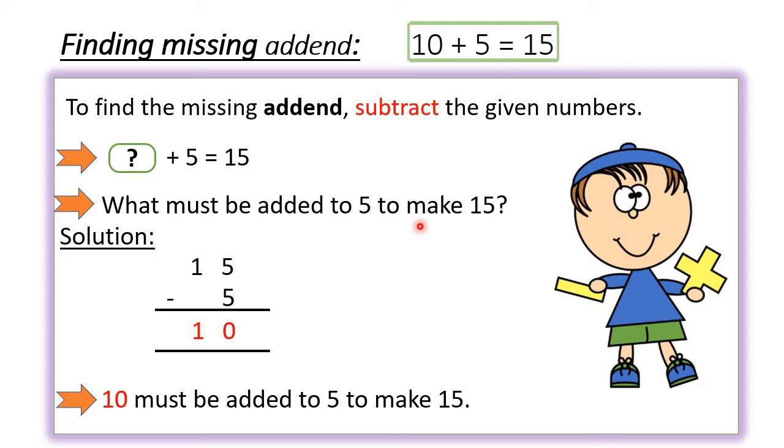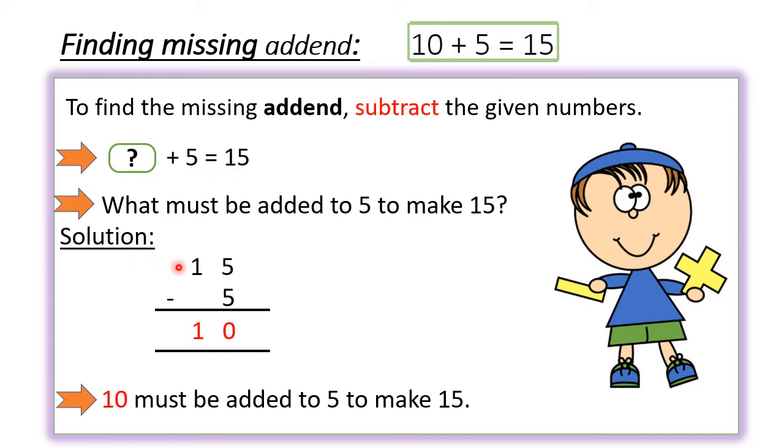So how to find the missing addend? Do remember that whenever we have to find the missing addend, we always subtract the given numbers, and the given numbers are the other addend and the sum. So we will subtract the given addend from the given sum.